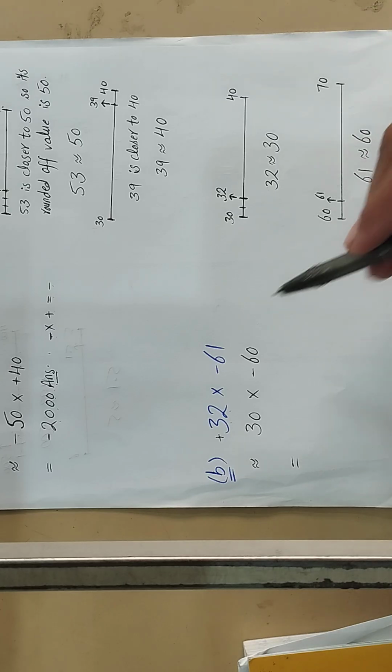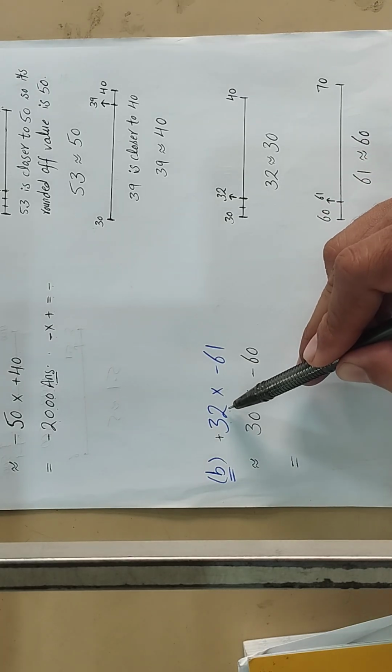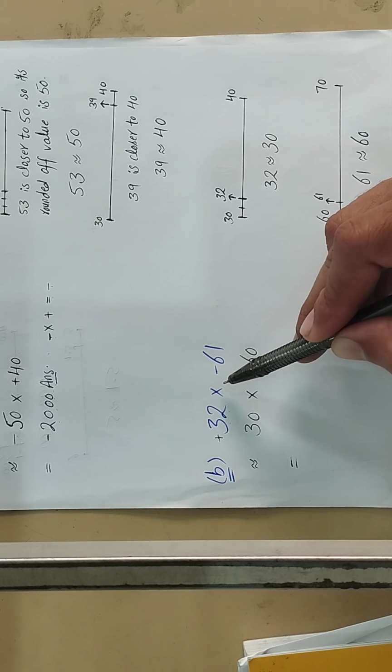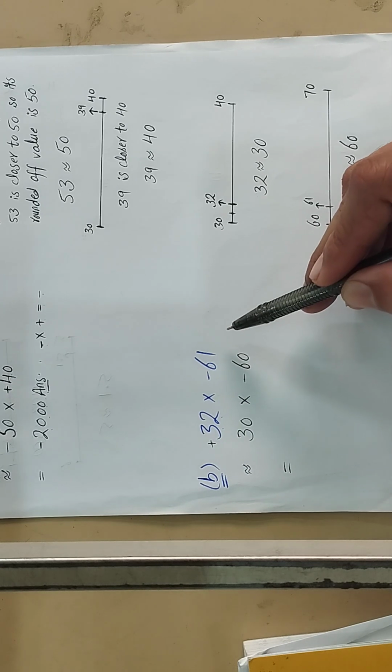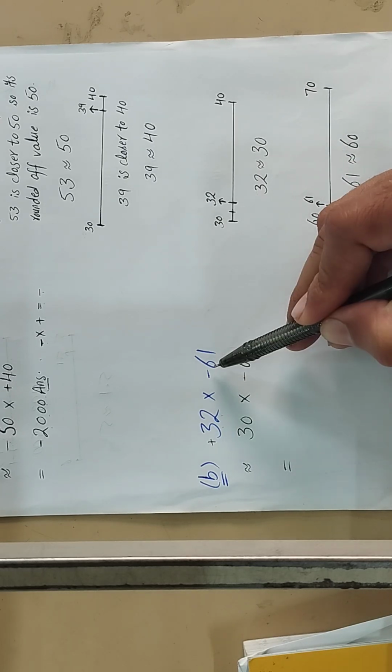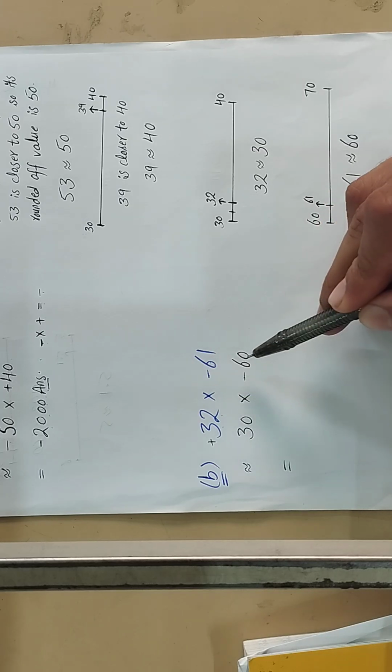The B part of this question is 32. It is plus 32 because there is no sign with it, which means we can write a plus sign with it. It's plus 32 multiplied by minus 61. Again we have two steps. What is our first step? Round off these two numbers first. Do not multiply them directly. Round off these two numbers and then multiply.